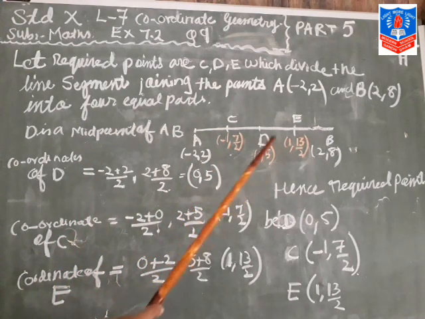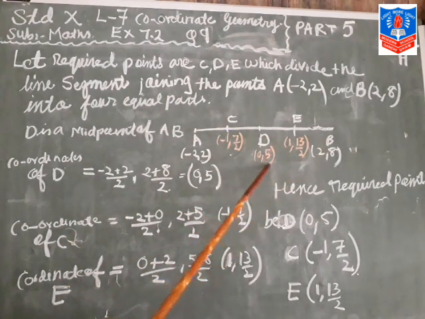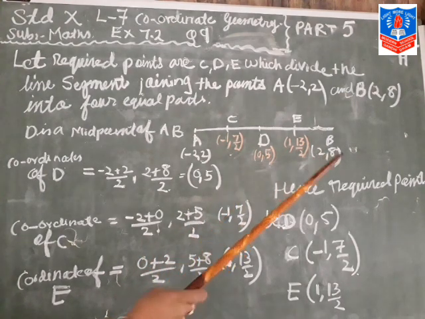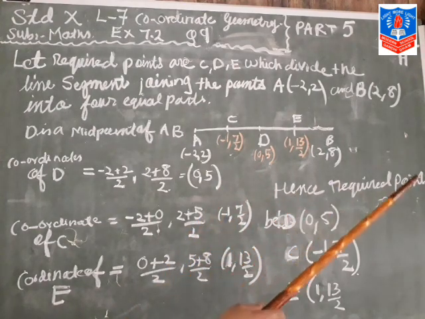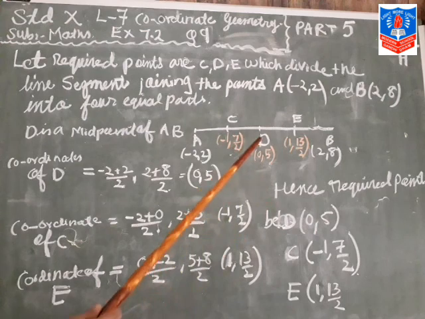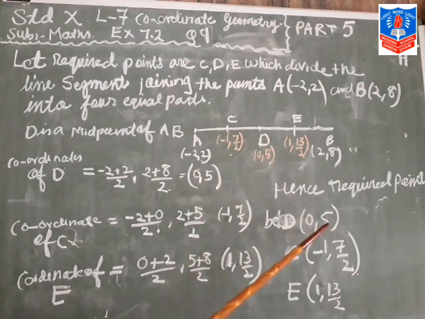Now, E is the midpoint of D and B. So, 0 plus 2 and 5 plus 8. So, now 2 upon 2, that is 1 and 5 plus 8, 13 upon 2. Clear? So, we will write hence required points are: first D (0, 5), then C (-1, 7/2) and E (1, 13/2). Clear, children?